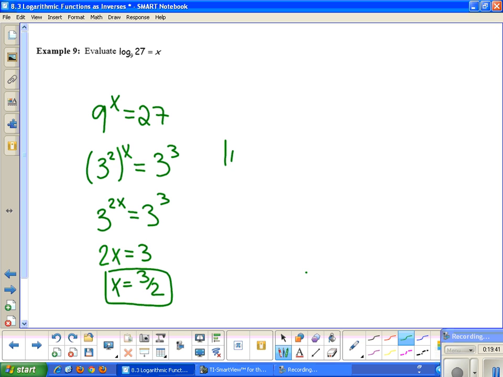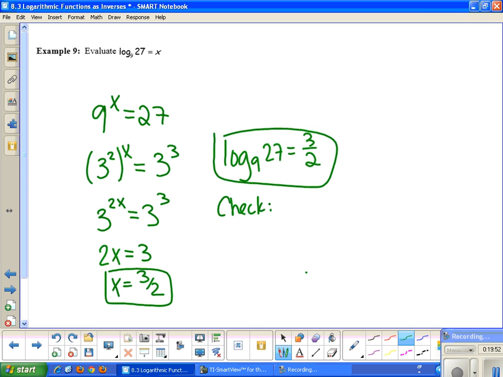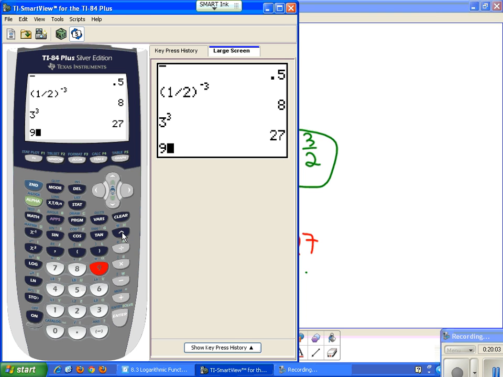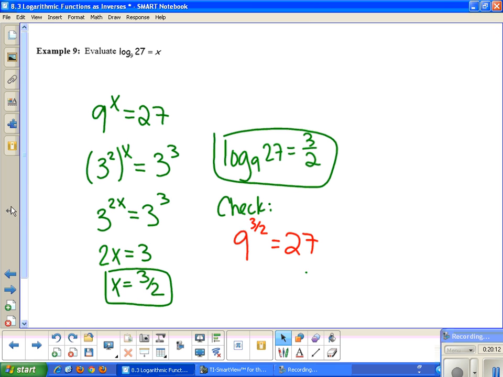So if I write this out, I have the log base 9 of 27 is equal to 3/2. So to check my work, I would do 9 to the 3/2 should be equal to 27. So let's go ahead and do that in our calculator to check. 9 to the parentheses 3/2 power. And when I do that, notice I get 27, so it checks out.